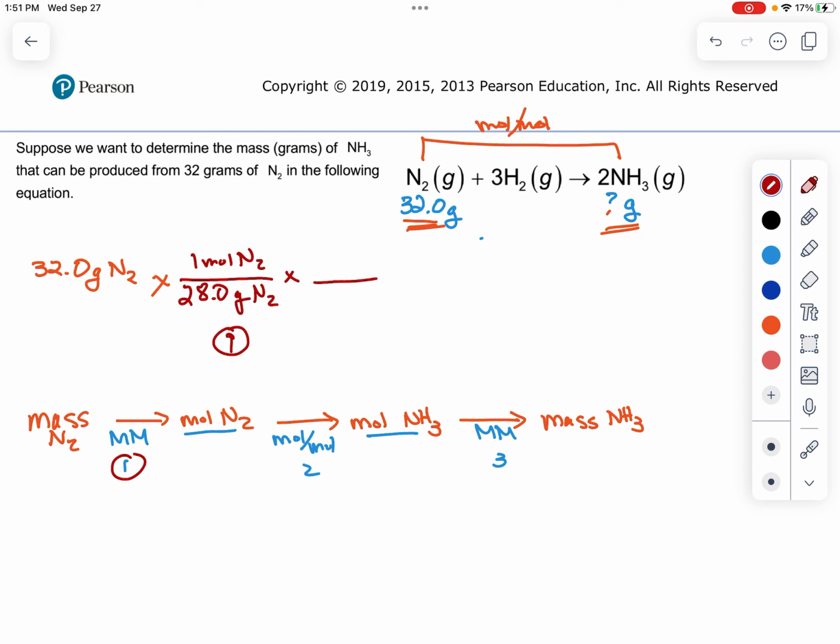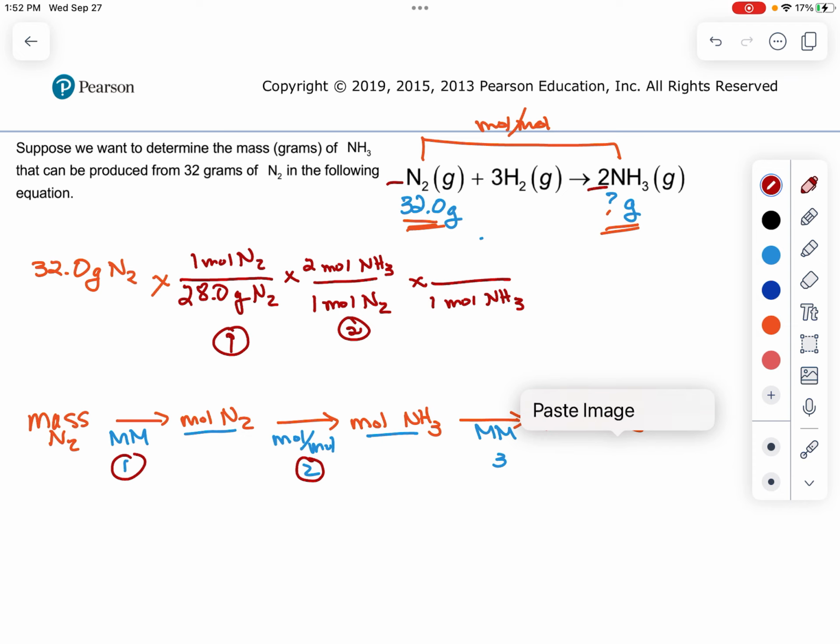Then I'm going to go from moles of N2 to moles of ammonia. And for this, I use the stoichiometric coefficients. 1 mole of N2 is needed to make 2 moles of ammonia. So that is step 2, and I use the mole to mole ratio. Then I'm going to go from moles of ammonia to the mass. So 1 mole of NH3 is going to be 17 grams. And that is step 3.